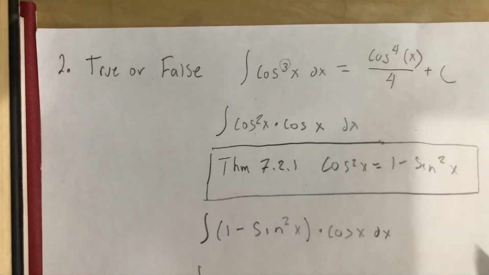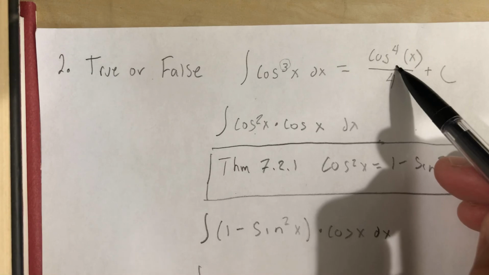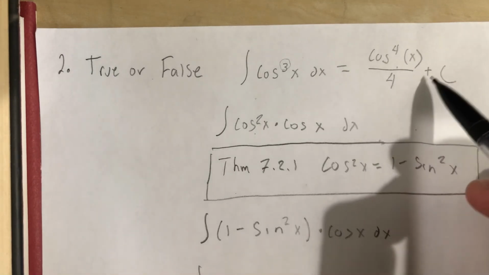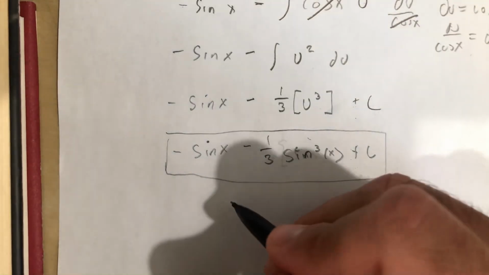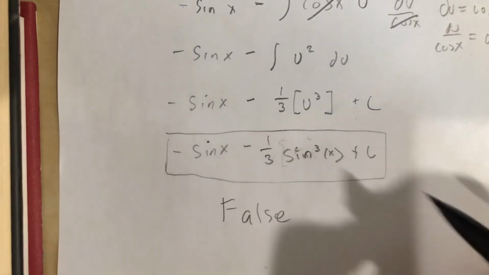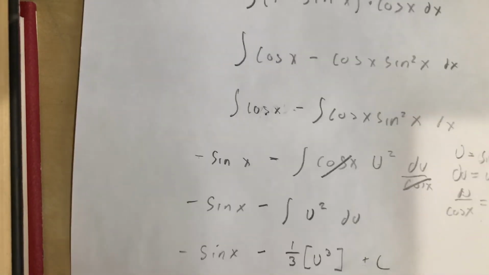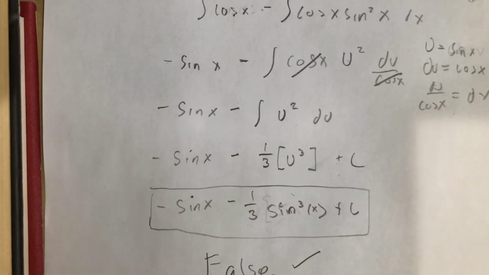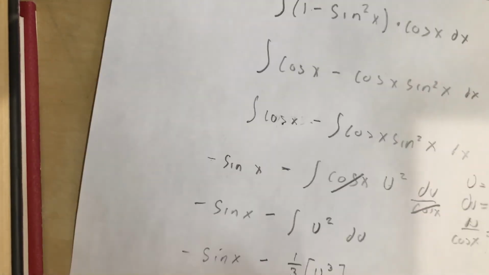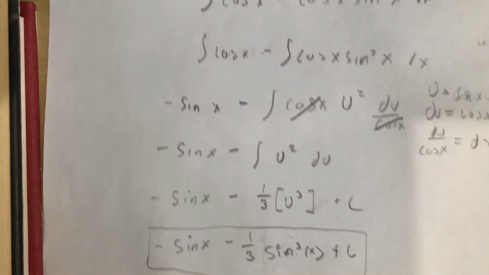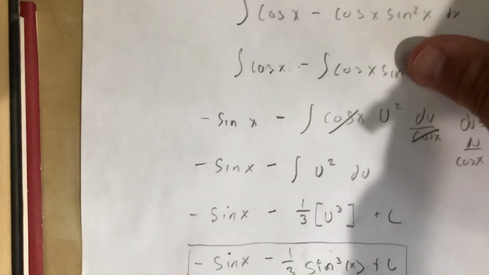and that does not equal, so cosine cubed x does not equal cosine 4x over 4 plus c. So we now can conclude that this is false. And if you wanted to check this, then you would take the derivative and you would get back to that. So that is it.